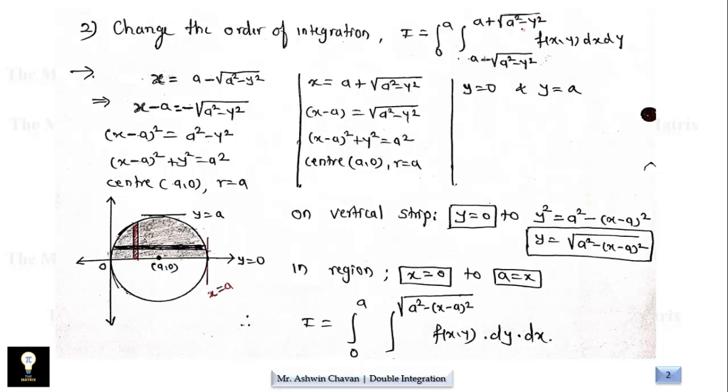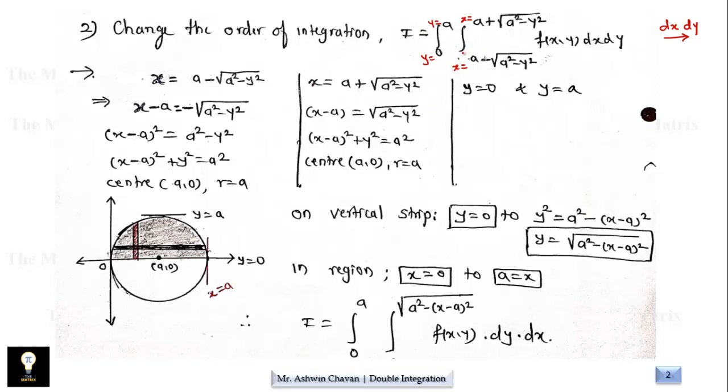So these are the limits of x. Where x is varying, it means the first variable of integration is x and then y. So this is the order of integration. These are the limits of y. Now we have to make y first and then x. So to make y first, we have to consider a vertical strip because vertically y varies.